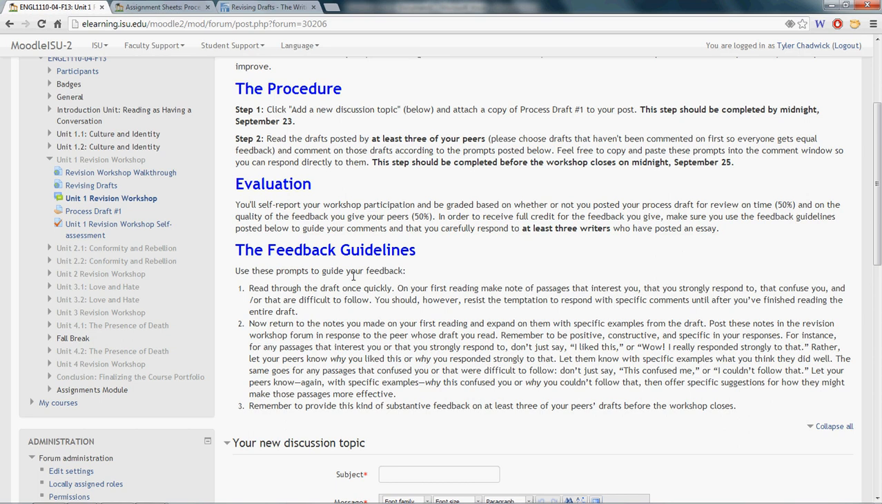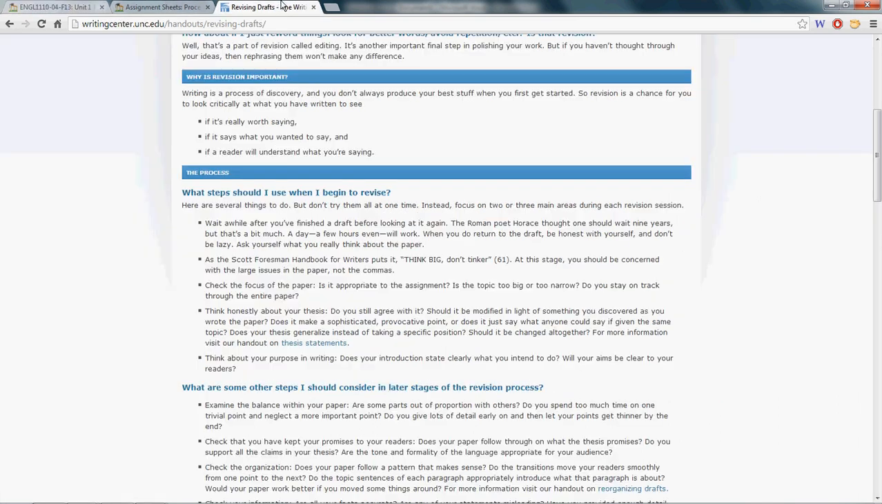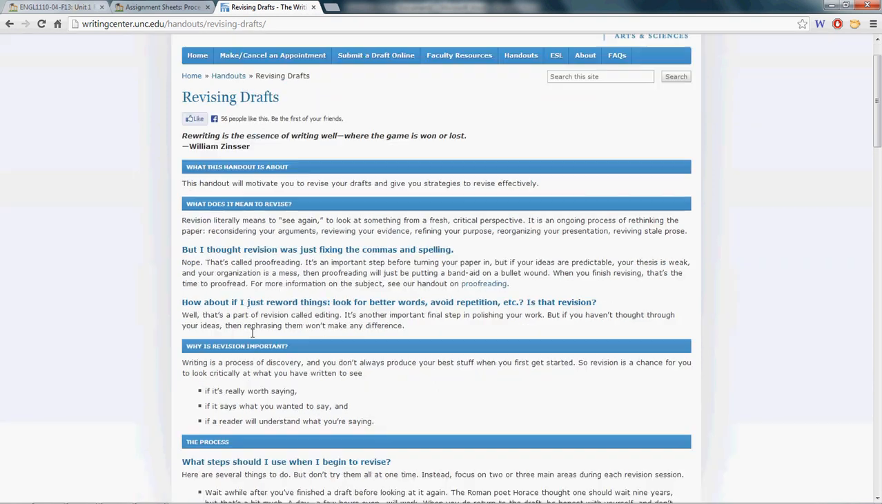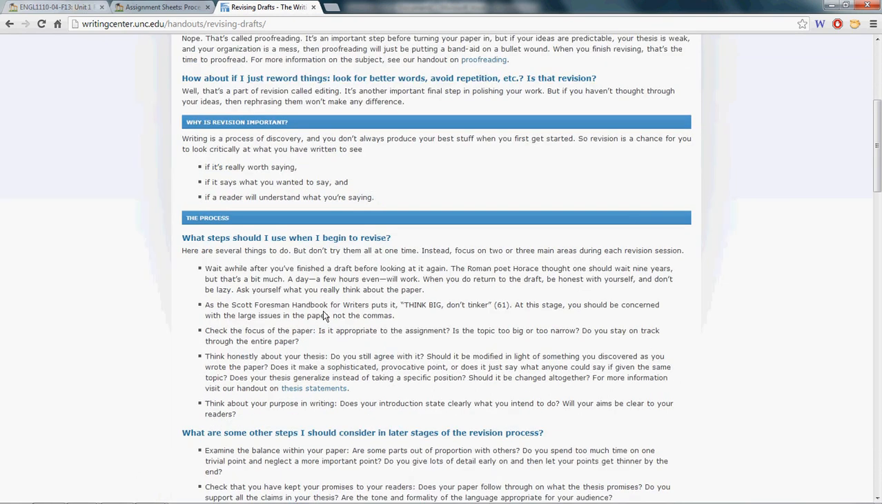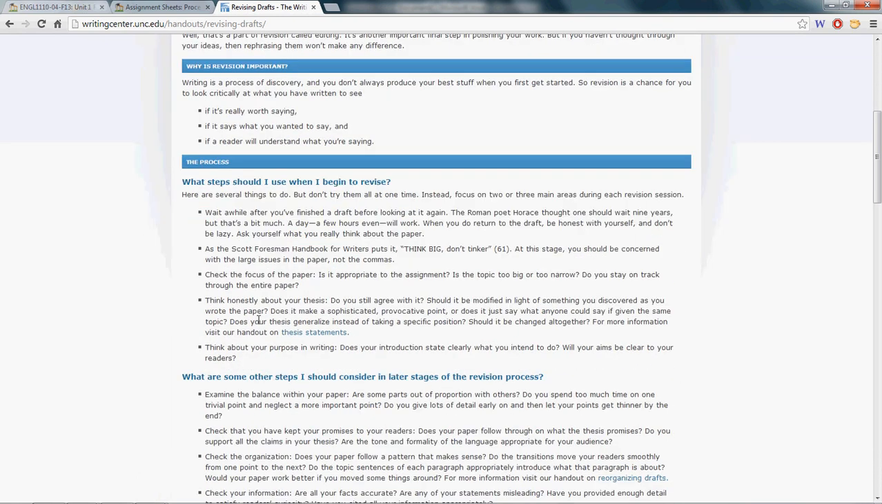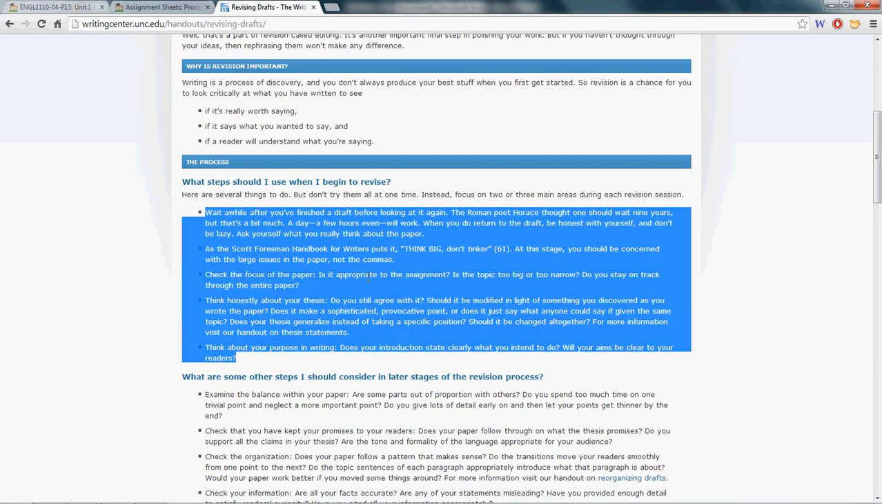That makes sense. Now this needs to be substantive feedback, so it can be useful to your peers as they go back and revise their drafts toward the final course portfolios. I've posted a link to this document here, revising drafts, that gives you some pointers on the revision process. It talks about what revision is, a walkthrough of the revision process, and things that you can consider as you read through your peers' drafts, or these questions here.